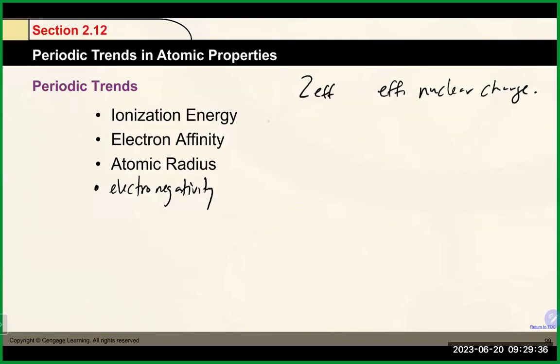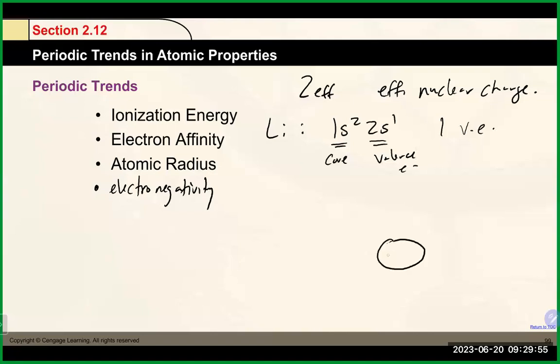So for example, if we took lithium, which is 1s2, 2s1, and as we talked about, lithium here would have one valence electron, right? And these guys would be our core electrons. These are our valence electrons. So if we think about what's happening with lithium, lithium would have a nucleus that basically has a +3 charge, right? Because it has 3 protons.